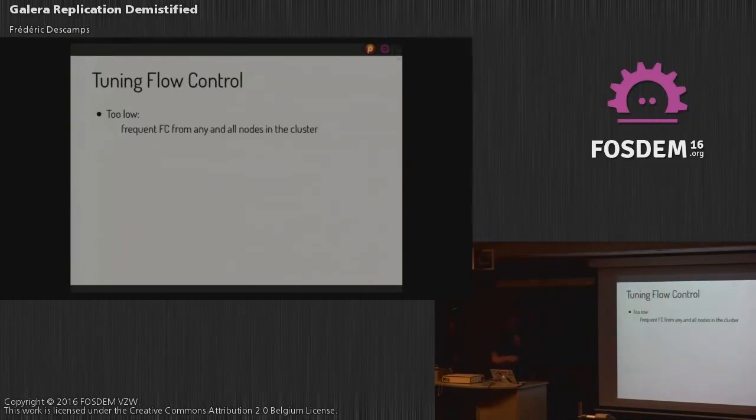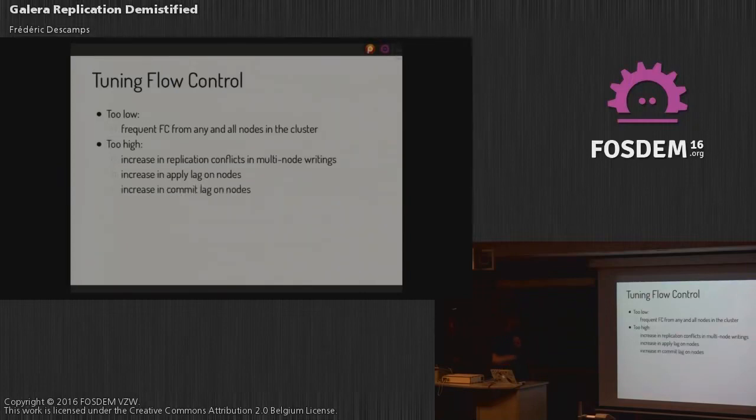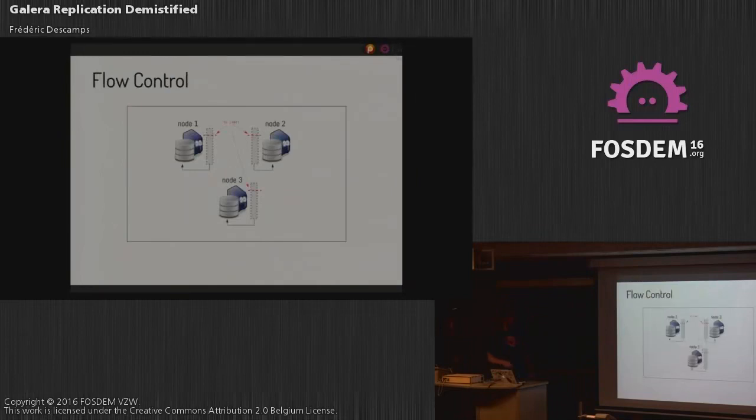So if it's too low, you will have flow control coming too many times, and it's, oh, let's make it very high. But if you put it very high, you will increase the conflicts if you write on multiple nodes. So watch out. And this will also increase the apply lag, because it has to verify many things when doing the certification. So if there is always the same node with flow control, then check what it is. Does it have bad hardware, or is the configuration not the same compared to the other ones?